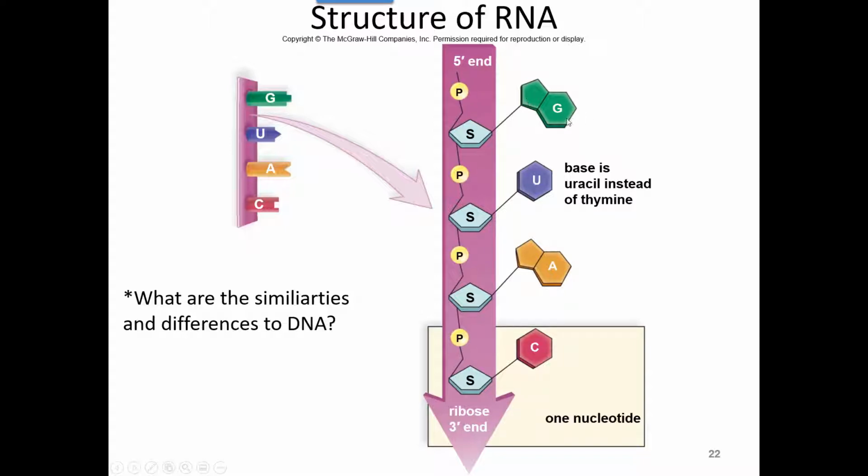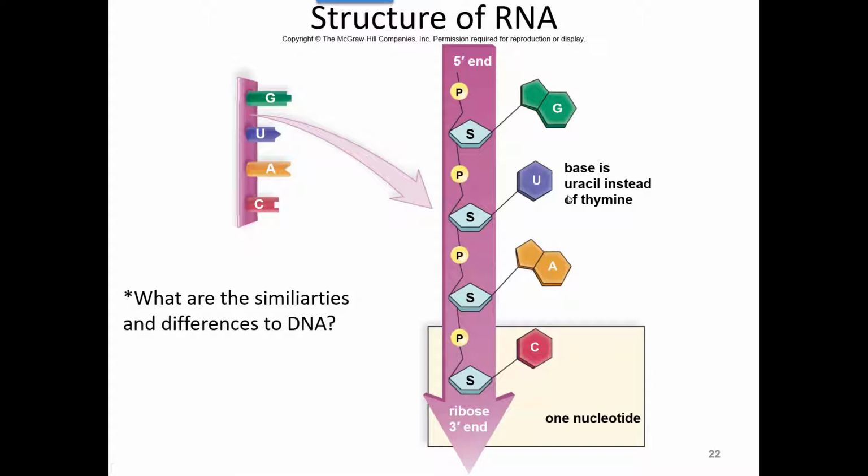So some similarities and differences to DNA. They both have that same type of backbone, a phosphate-sugar backbone. A difference, though, is that it's a different sugar. They do both have the nitrogen bases. However, one difference is that it has uracil instead of thymine. Also, DNA is only found in the nucleus, whereas RNA can leave the nucleus and go out inside the cytoplasm, which is what we want it to do.